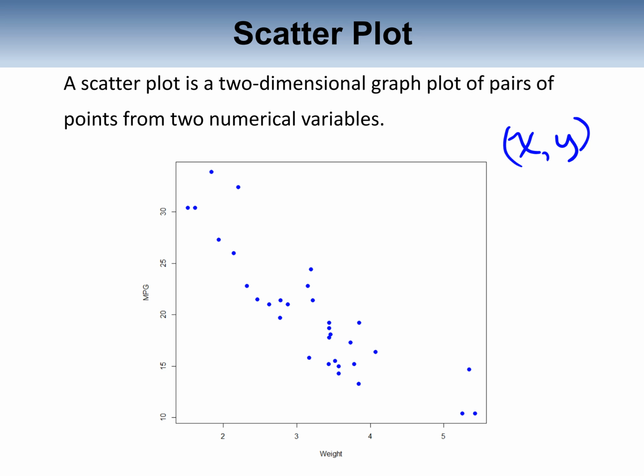In this case, I have a data set of cars, so the MPG, the miles per gallon, versus the weight of the car. So the X's would be the weights along the horizontal axis, and the Y's would be the MPG. And we can see then a general trend here. As the weight increases, we have a decrease in the MPG, which makes sense, right? The heavier the car, the less miles per gallon you're going to get. So we're going to look at scatter plots in a lot more detail when we get to correlation and regression analysis later on in the course.